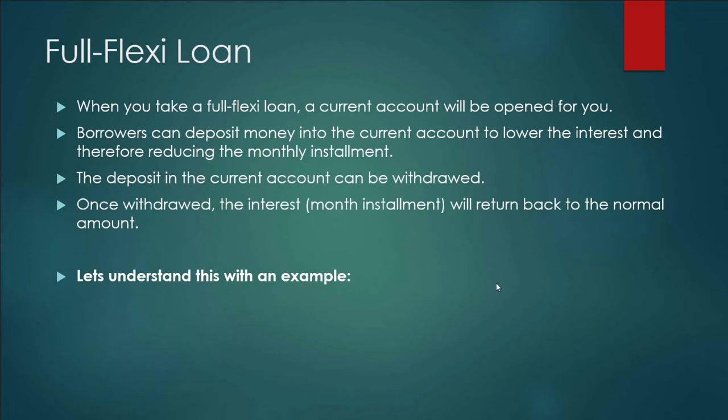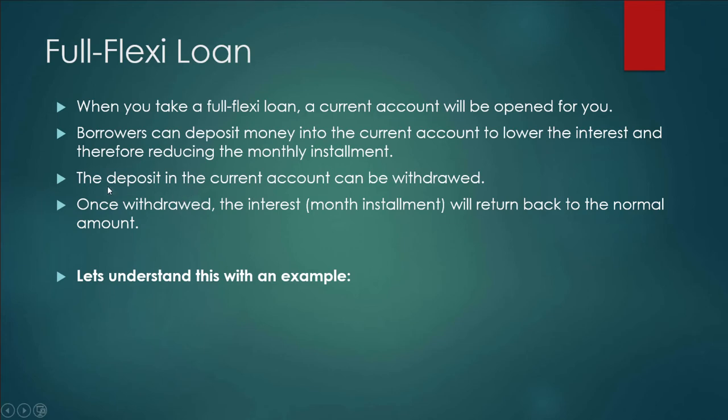Alright, so first of all, when you take a full flexi loan, a current account will be opened for you that is linked together with the full flexi loan. So what does this mean? This means that as a borrower, you can deposit money into the current account to lower the interest charged to you, and therefore reduce your monthly installment. So this is actually very good for you to save money. Instead of putting your money in the savings account, it's better for you to put it in this current account. Later we will have one example so that you will understand.